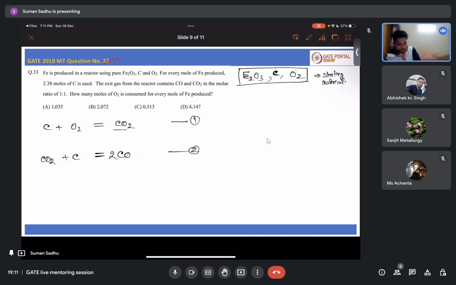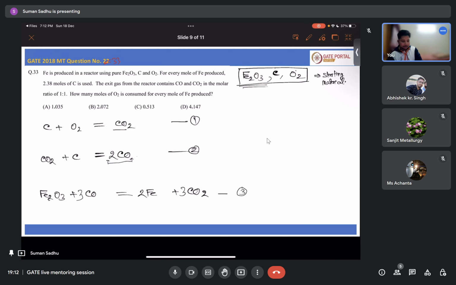Now this CO which is formed will reduce your Fe2O3: Fe2O3 plus CO gives Fe plus CO2. If we balance, 2 moles of iron are there, so multiply by 2. Oxygen is 3 moles here and 1 there, so if we multiply by 3, it will be 3 moles of oxygen plus 3 moles of oxygen, 6 moles, and then 3 into 2, 6. Carbon is also now balanced.